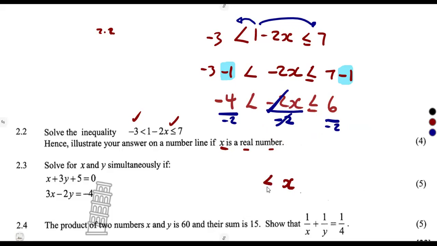So it will be greater than or equal to. This one will be like this. You just put it as it is, this side. As it is, guys, you just interchange the signs. You also interchange the numbers, meaning to say this number will be written this side. -4 divided by -2 is what? It's 2. 6 divided by -2 is what? -3. You're done.